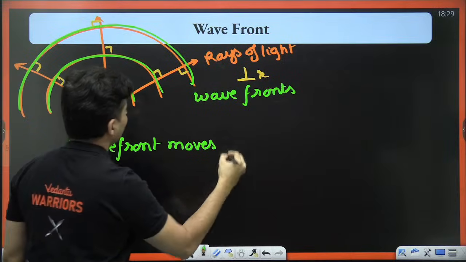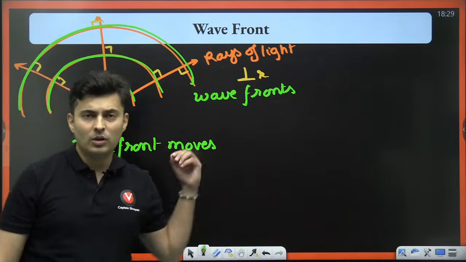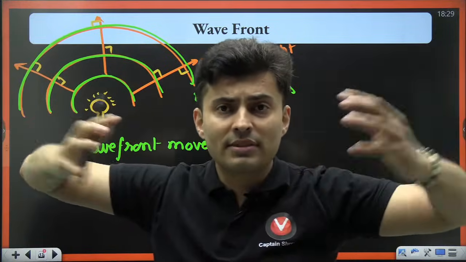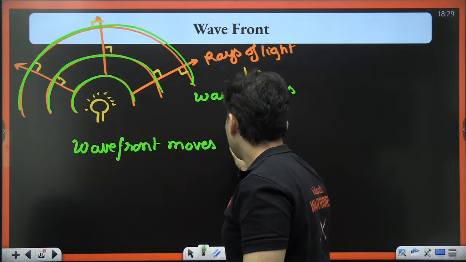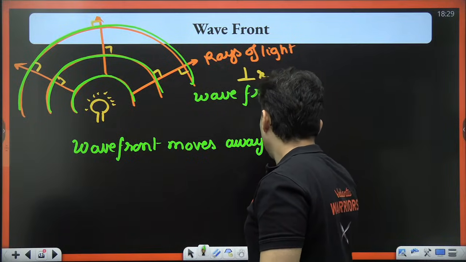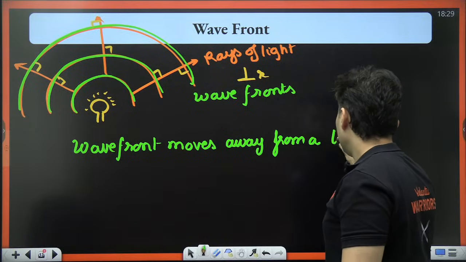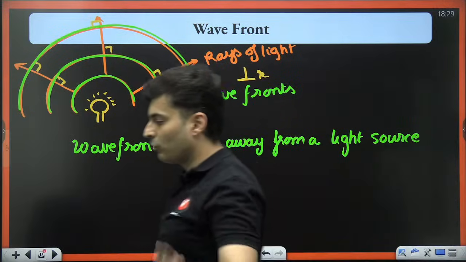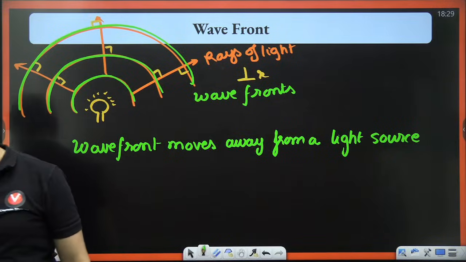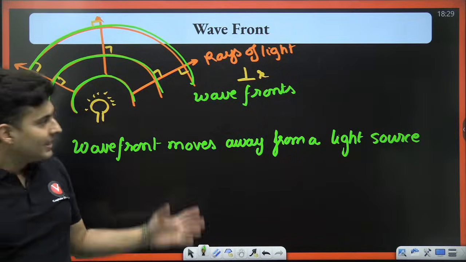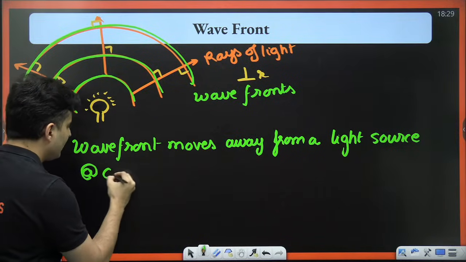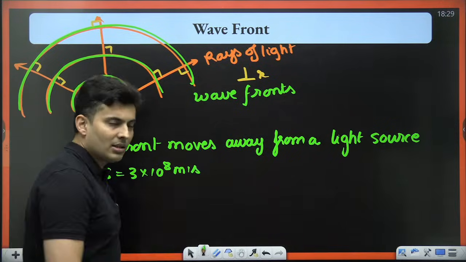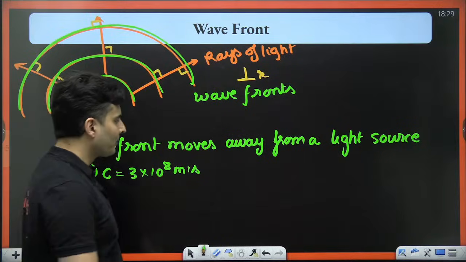moves with what speed, my dear warriors? Put it up in the chat box. A wavefront moves away from the light source. At what speed, my dear warriors? Come on, put it up in the chat box. Yes, at c, which is 3 into 10 to the power 8 meters per second in vacuum.